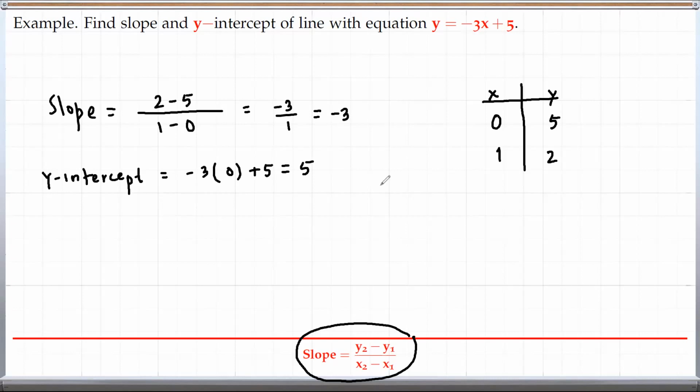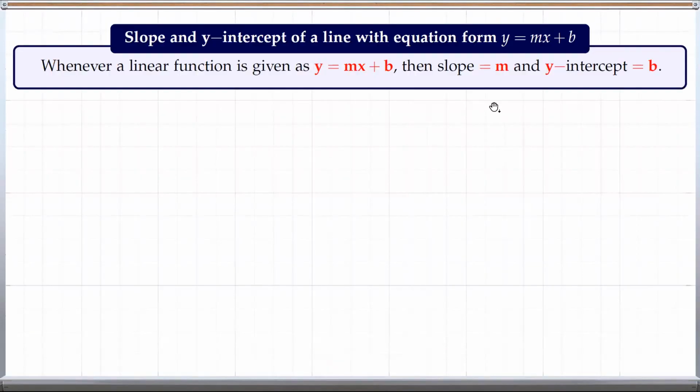Now, if you look at these values, the ones we just calculated, negative 3 and 5, they appear in the equation also. We have negative 3 and 5 over here. And that's not just a coincidence. So there is a quicker way to get slope and y-intercept if you have equation given in y equals mx plus b form. So we will look at that next. In general, whenever a linear function is given as y equals mx plus b, then slope is simply m, the coefficient of x, and the y-intercept is simply b, the constant term by itself.